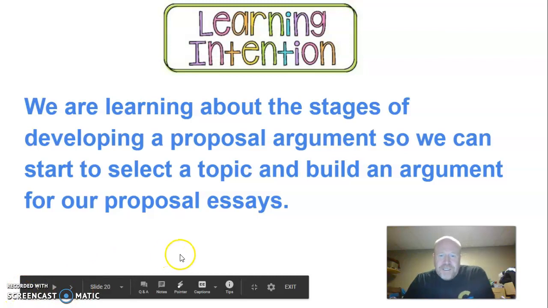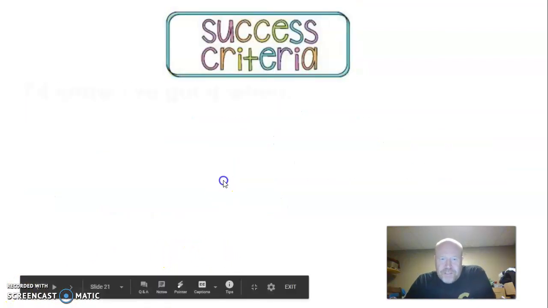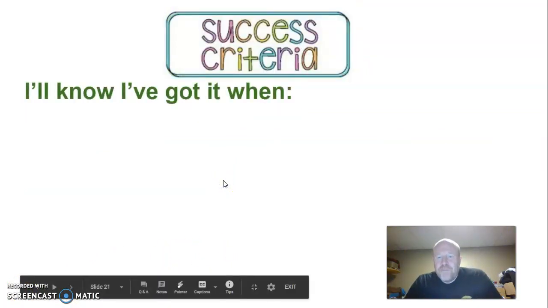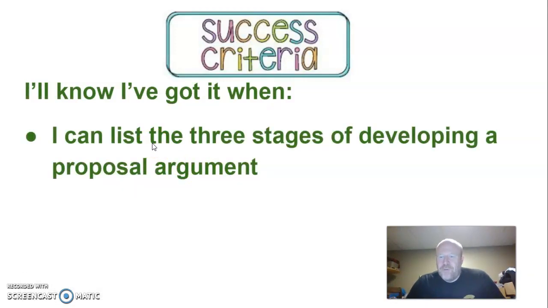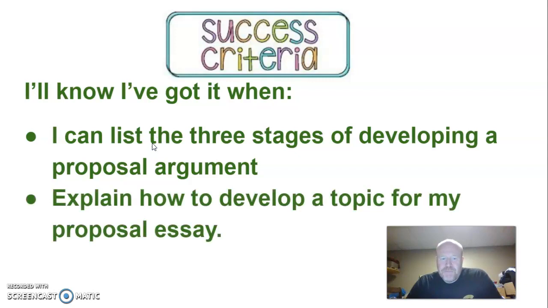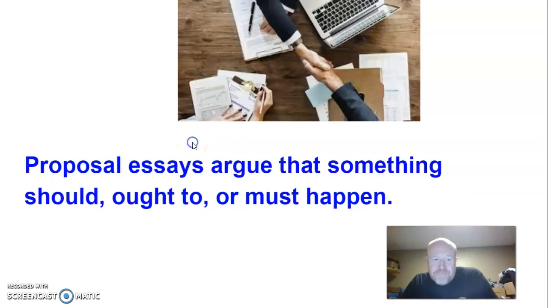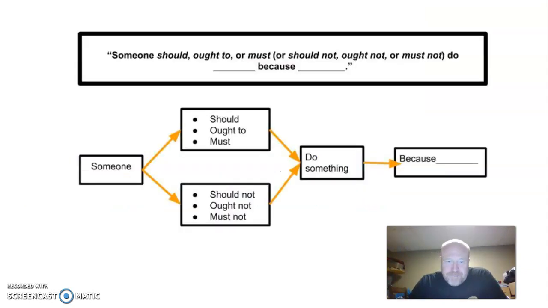We're going to learn about the stages of proposal arguments. You'll know you've got it by the end of this video. You should be able to list the 3 stages of developing a proposal argument and explain how to develop a topic for your proposal essay. Those are the 2 things we should be able to do by the end of this video. Proposal essays, remember, argue that something should, ought to, or must happen, or should not, ought not to, or must not happen.